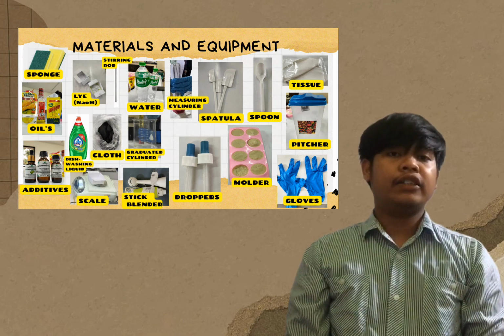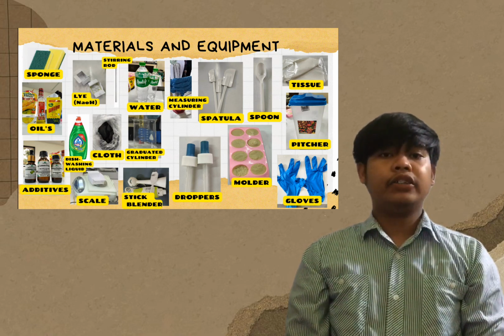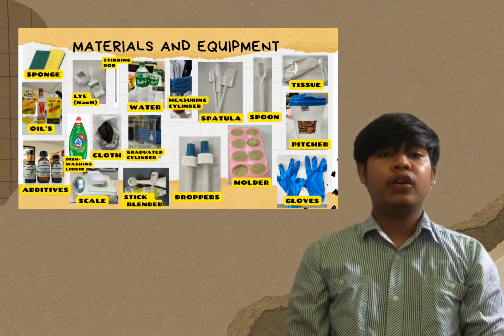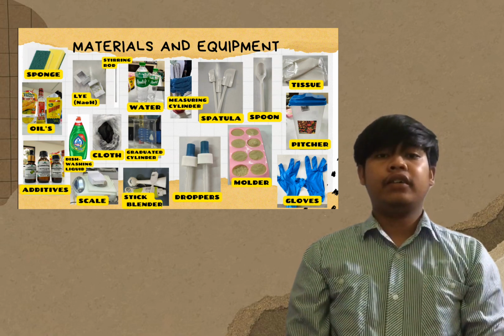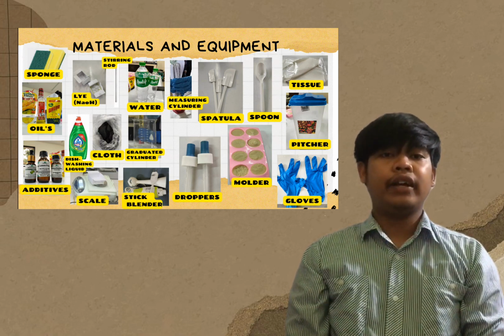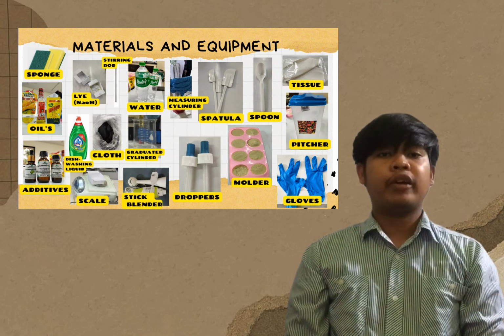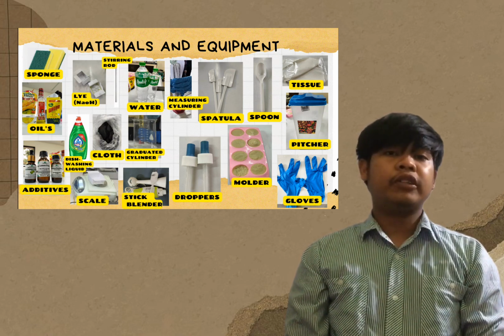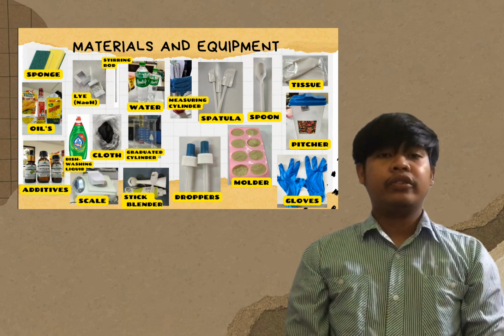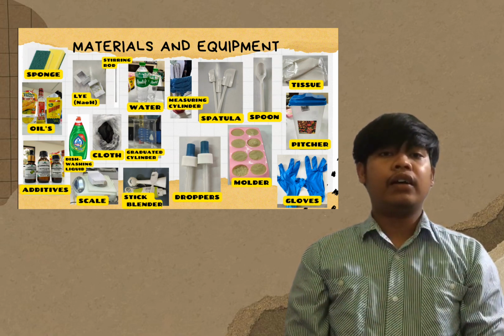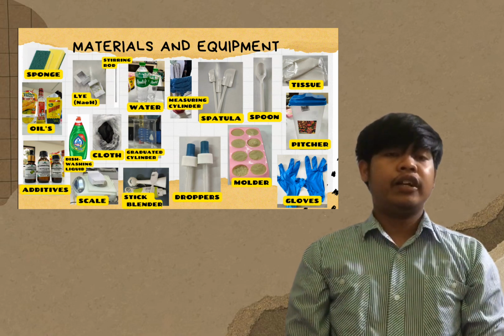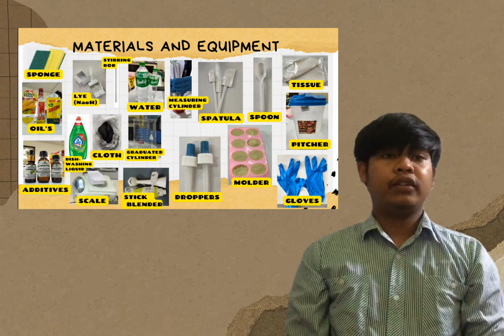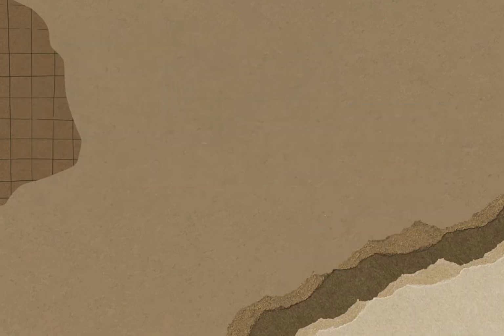The next is the surgical gloves. The surgical gloves are an essential part of personal protective equipment, also known as PPE. They are used to protect our hands from contamination by chemicals in laboratories. And the last material is the droppers. The droppers are used to transfer small amounts of liquids during the soap making laboratory. That is all of the materials used in our soap making laboratory. That's all. Thank you.